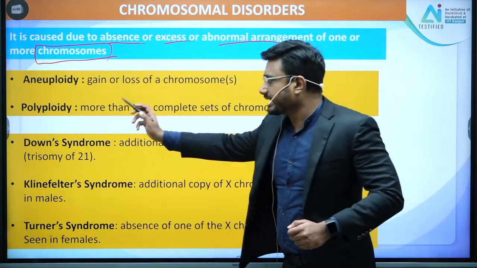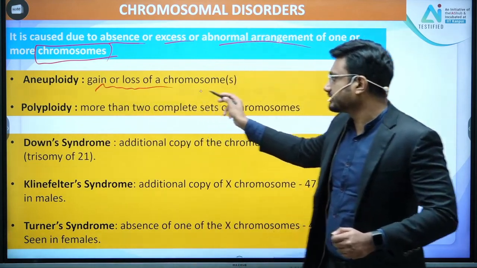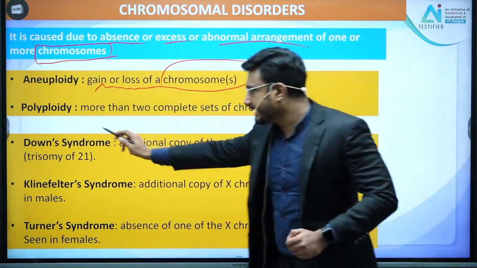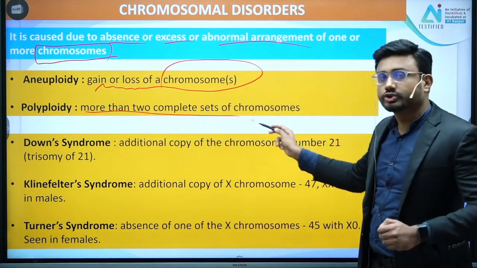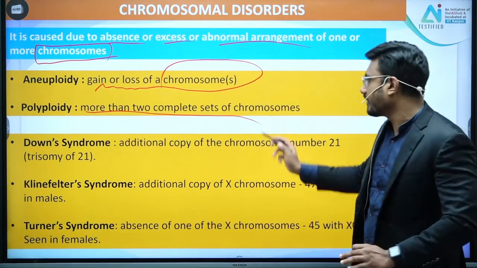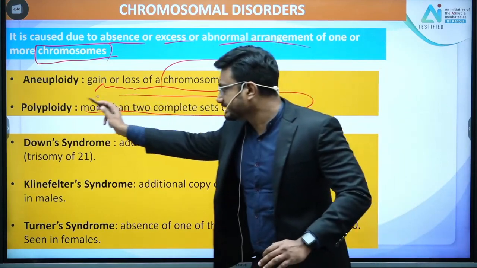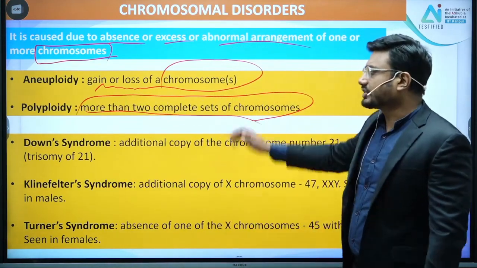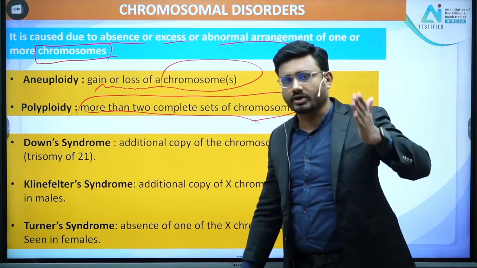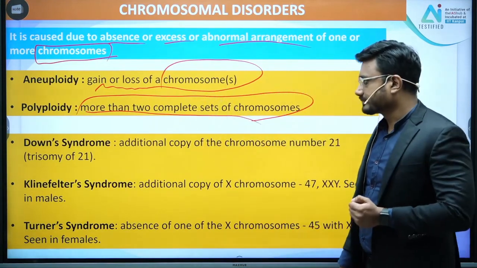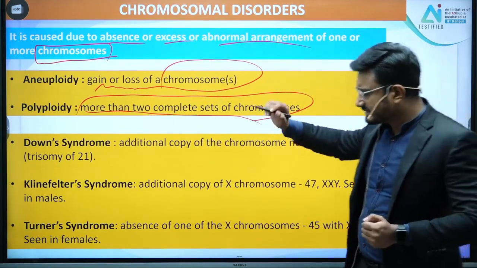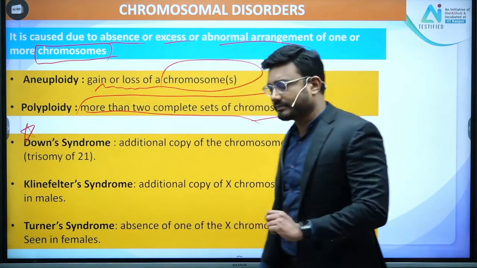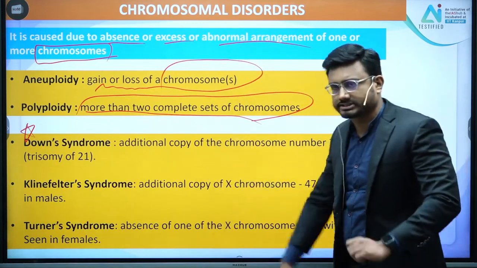So aneuploidy means that there is gain or loss of chromosome. Whereas polyploidy indicates that there are more than two complete sets of chromosome. So a complete set of chromosome is there in the case of polyploidy, whereas in the case of aneuploidy, there can be a gain or loss of a chromosome. So the diseases. This is very important, and surely a question will be coming from this topic.